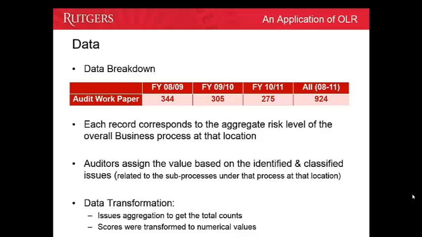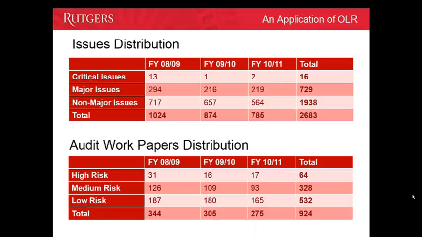And when we look at the data in more detail, this is what we find. Those are the issues. Those are the total number of critical issues, major issues, and non-major issues that were identified, broken down by year, as well as the audit work papers. Those are the risk levels assigned by the auditors for the overall business processes, again, grouped by fiscal year.